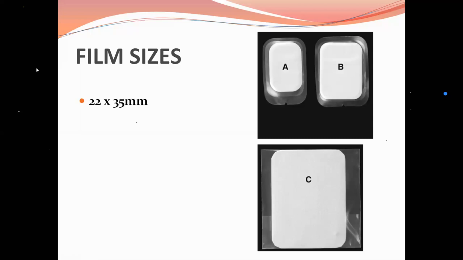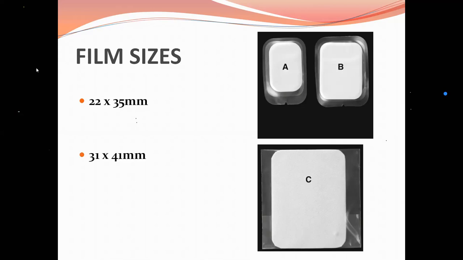Okay, so we have three film sizes. The first is size A, which is 22 by 35 millimeters. This is usually used in pediatric patients because their mouths usually don't open that much, so you can't put in a full size B x-ray. And obviously the vestibular depths are also not that deep that you can put in a full x-ray like that. They also cause a gag reflex if you put a large x-ray into their mouth. Children are usually not very cooperative with intraoral x-rays. So the A size, or the 22 by 35 millimeter size, is the one usually used for children.